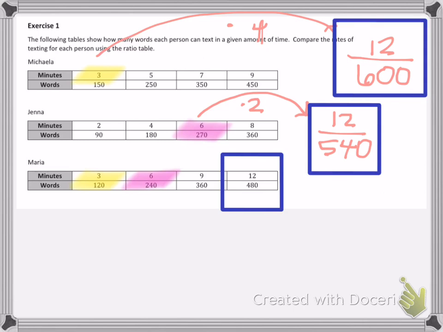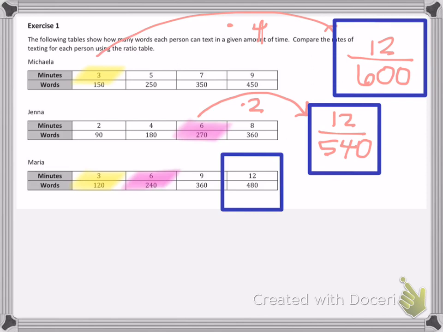Michaela's the fastest at 600 words in 12 minutes. Jenna is second fastest at 540 words in 12 minutes. And Maria is the slowest at 480 words in 12 minutes. So that's one way: make an equivalent ratio where something's the same. Either the minutes are the same, so I can compare words, or I can change the words to be the same so that I can compare minutes. But I need to have something that's similar so I can compare them and rank them.